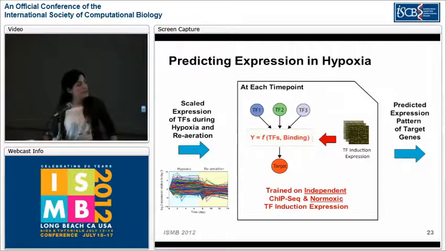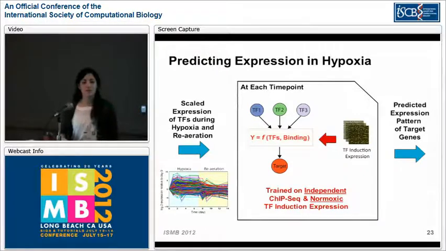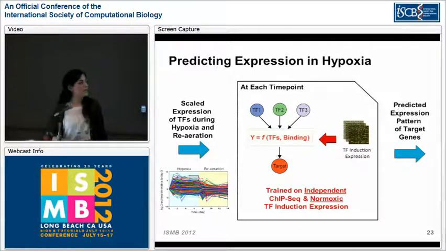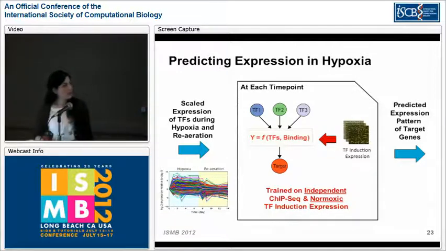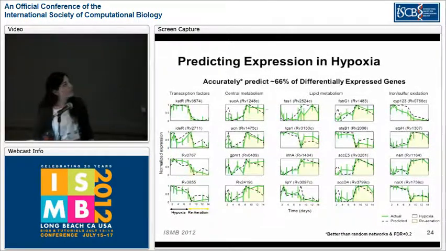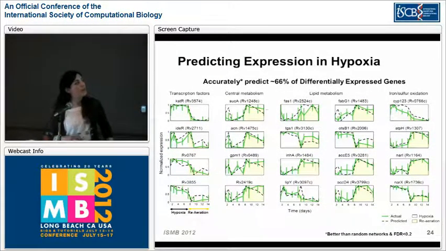We trained these models on independent ChIP-seq and normoxic TF induction expression and tried to generalize these models to test the predictive power of these models in an independent data set of 7 days of hypoxia and 7 days of reaeration time course. For more details about how this modeling was done, I have a poster you can check out downstairs, but as a summary, we could predict the time course expressions of a diverse set of genes.